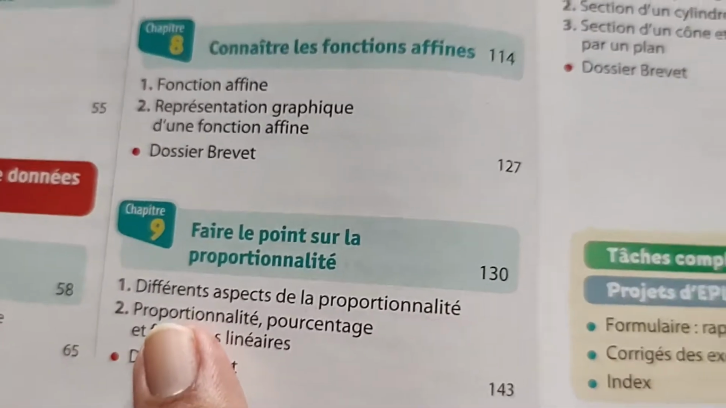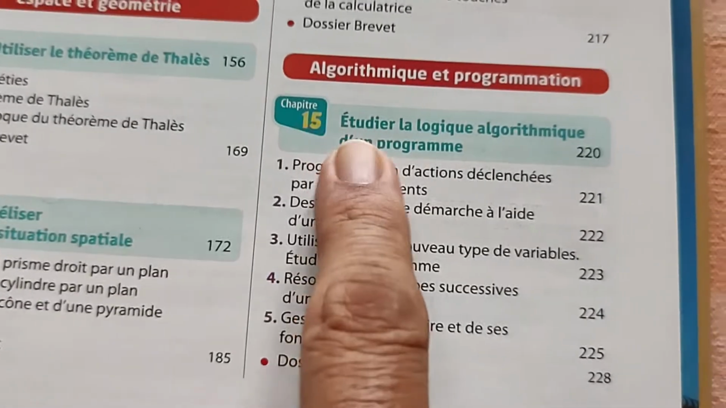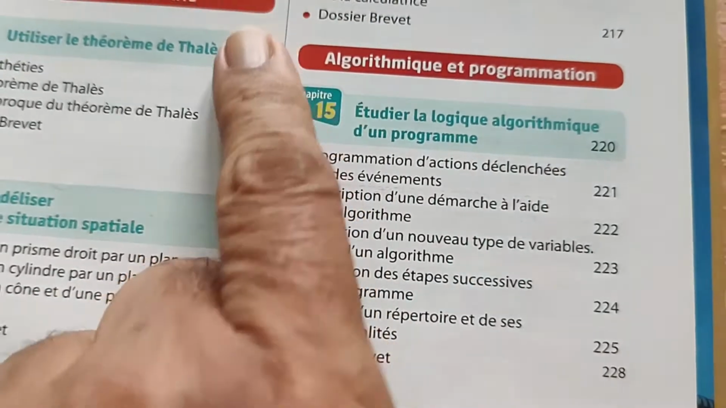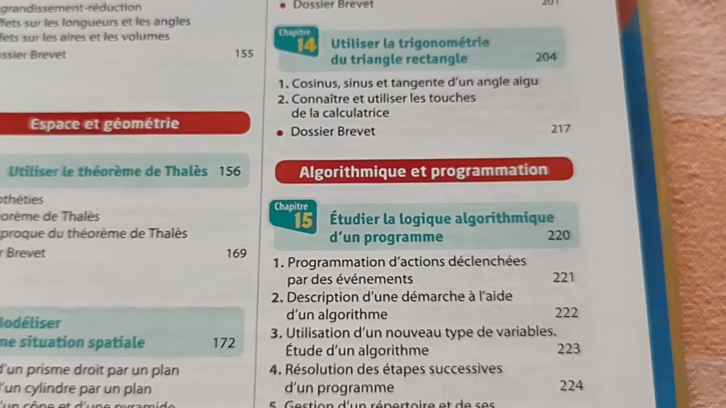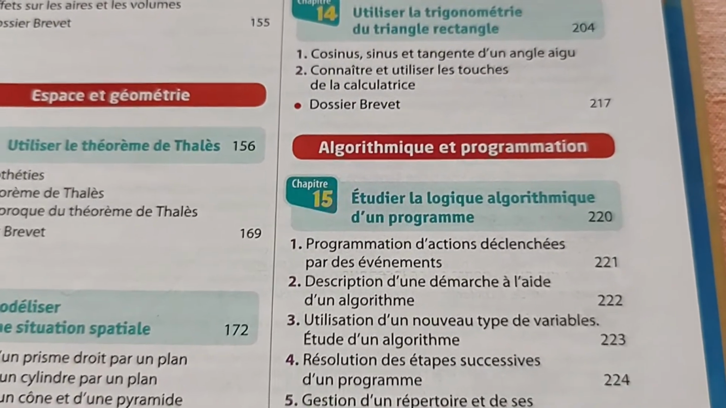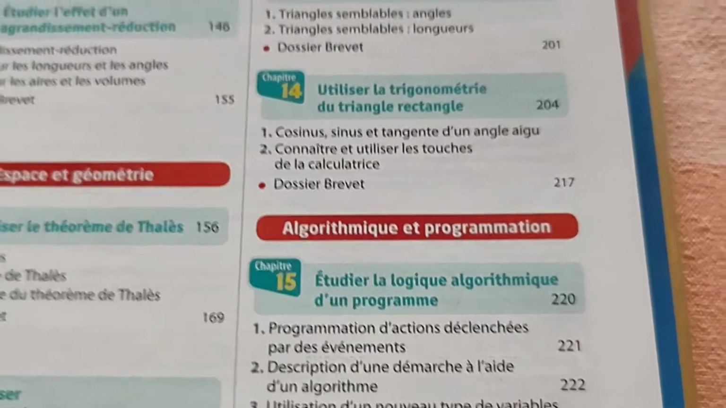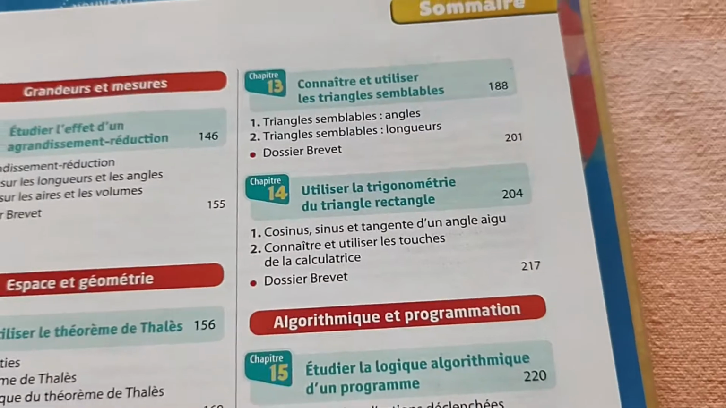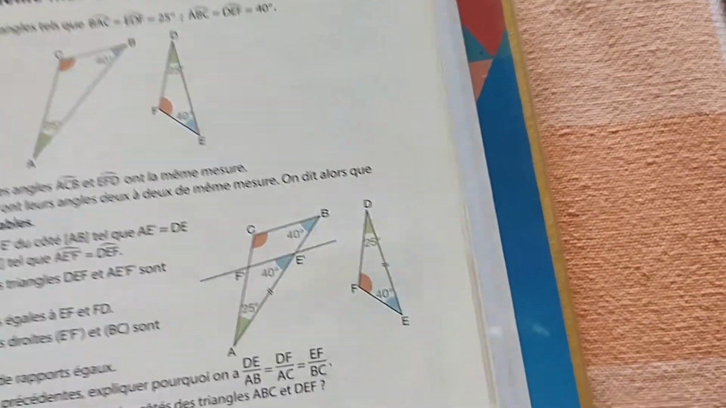So this is chapter 9, chapter 12, and the last chapter that we didn't do, which we are not actually equipped to do, is étudier la logique algorithmique d'un programme. This introduces you to computer programs and algorithms. Algorithms is a fancy word for saying steps in a computer program to achieve one specific goal. Now, I have taught algorithms in class before, but not programming, because programming involves resources that we don't have in our school, the time or the thing.